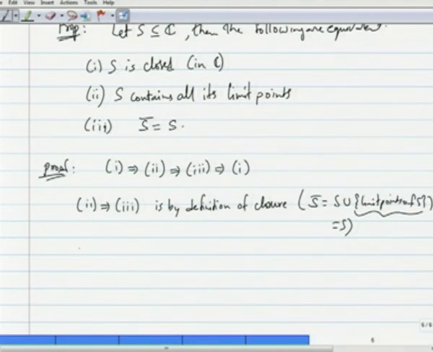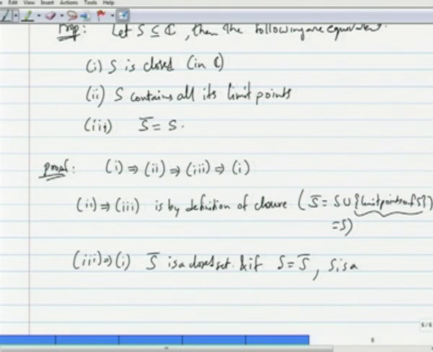And then 3 implies 1 is by the previous proposition. S closure is a closed set. And if S is equal to S closure, S is a closed set.